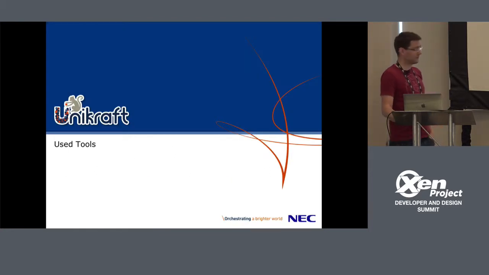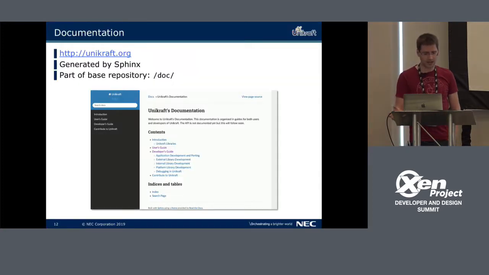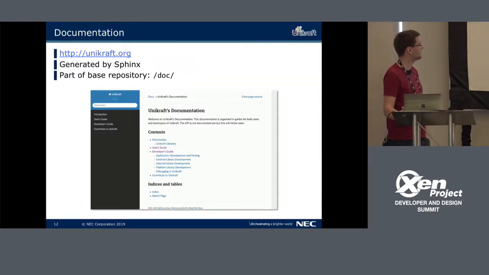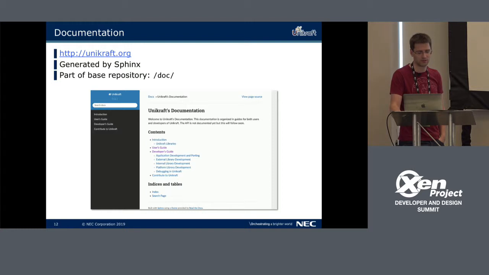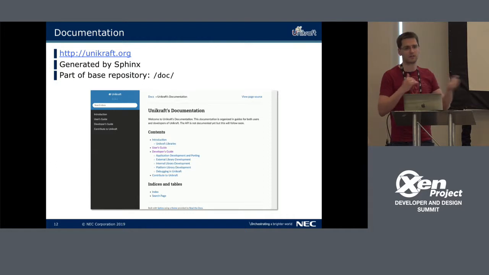So the tools that we use: we have a basic documentation online on a domain called unikraft.org. We generate that with Sphinx, as the Linux kernel folks are also doing. The documentation tree is based in the repo in the doc folder. And it has for now basically tutorials or more descriptions of how to do things, how to port a library and so forth. Longer term, we would like to also have automated generation of descriptions of the API and argument calls and so forth.